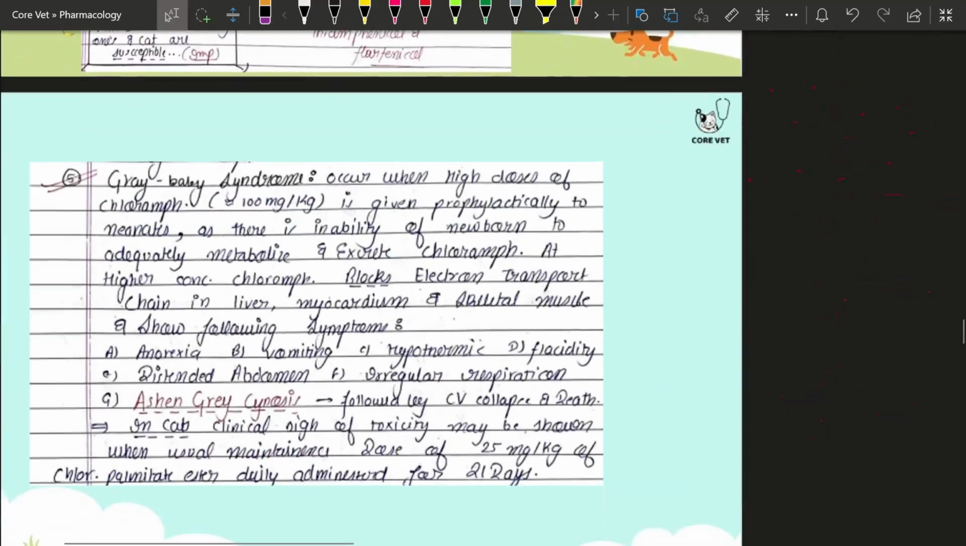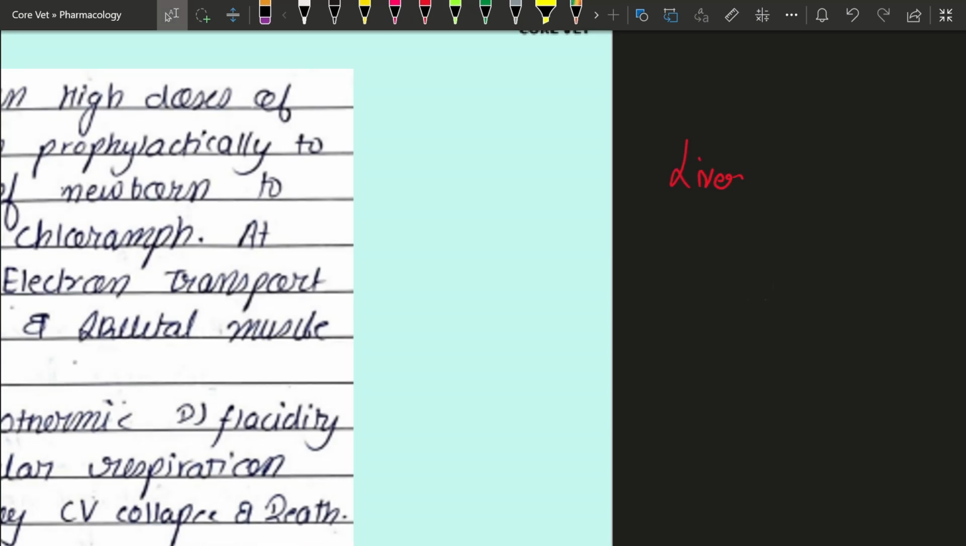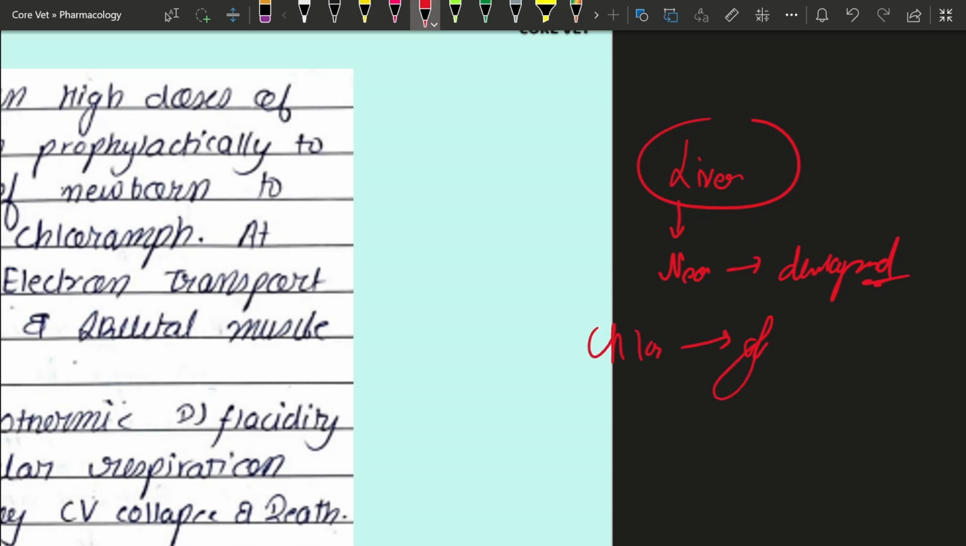Moving to gray baby syndrome, it is also important because this condition is generally produced in neonates. It happens whenever we give a higher dosage, near about 100 mg per kg of body weight. If you give a higher dosage of chloramphenicol to neonates, what does it lead to? We all know the liver of neonates is not developed, and to metabolize chloramphenicol we know there is a necessity of glucuronidation, right?